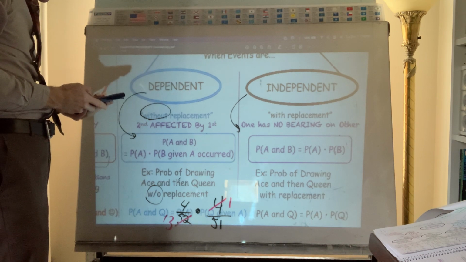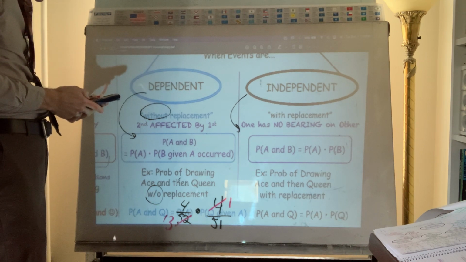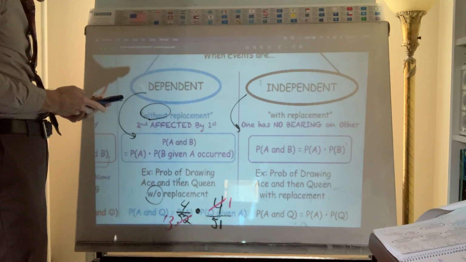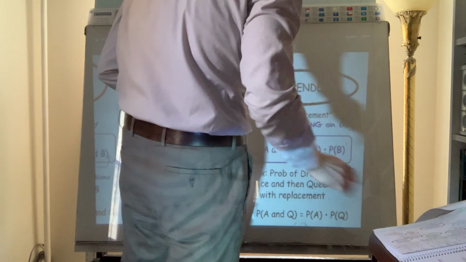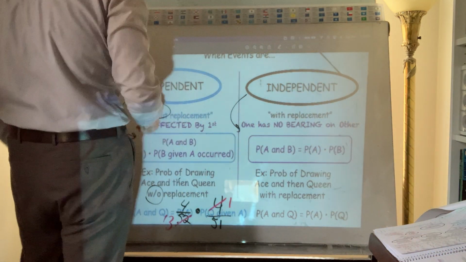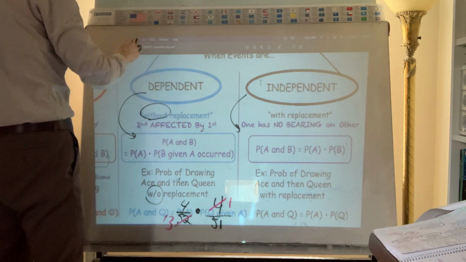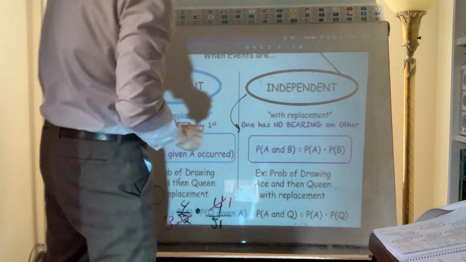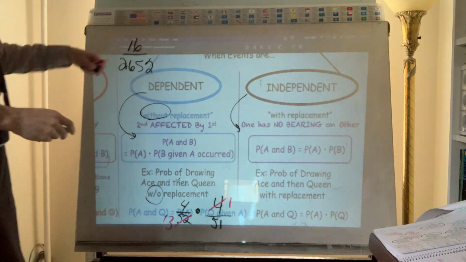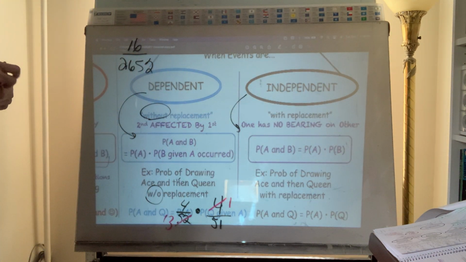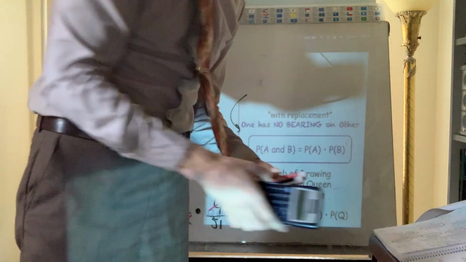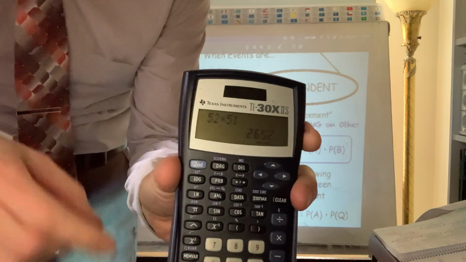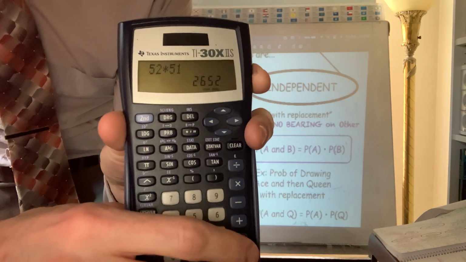4 times 4 is 16, of course. 52 times 51 is 2652, which is a terrible figure. So up here I'm going to write 16 over 2652. Okay. Now that is correct, but it's quite cumbersome. So let me show you an advantage again to using a calculator in a situation like this.